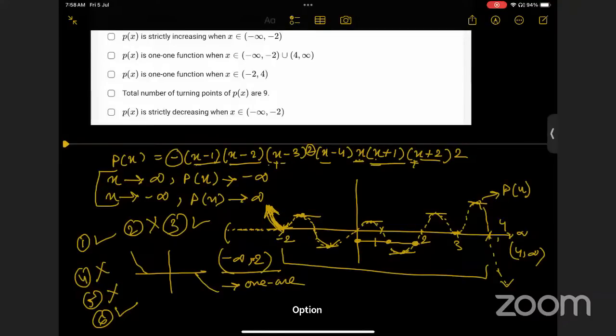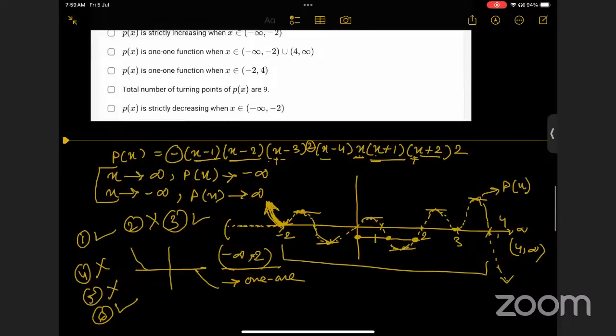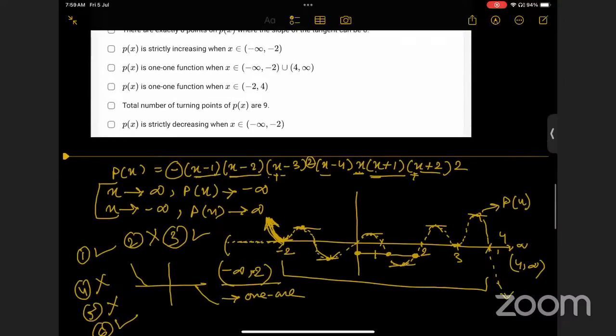Option 6 is correct, no, ma'am? Yeah, now you can ask your doubts. Ma'am, can you explain the end behavior? How does it cancel out? One by one, please. Ma'am, option 2 is not understood. Option 2. Yes, option 2, in this interval minus infinity, minus 2, the graph is decreasing, right? The graph is decreasing, right? So option 2 is wrong.